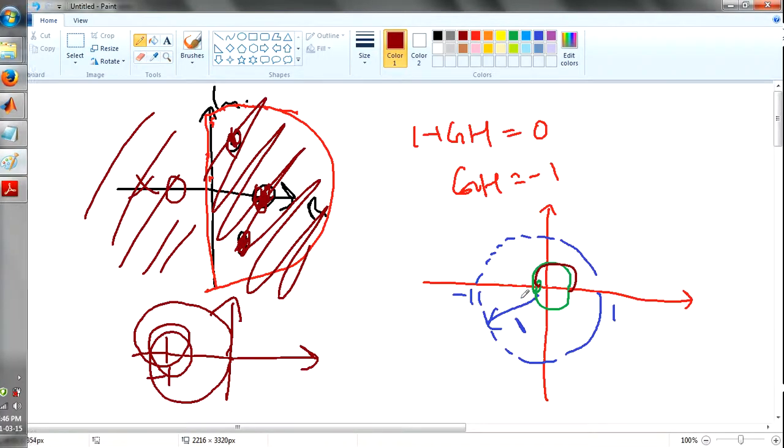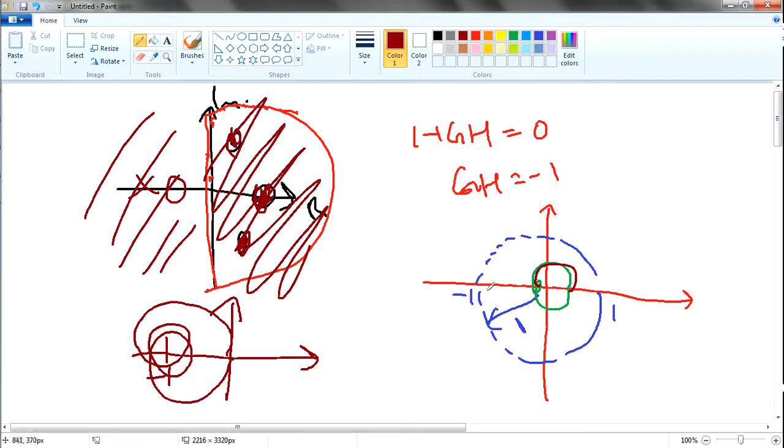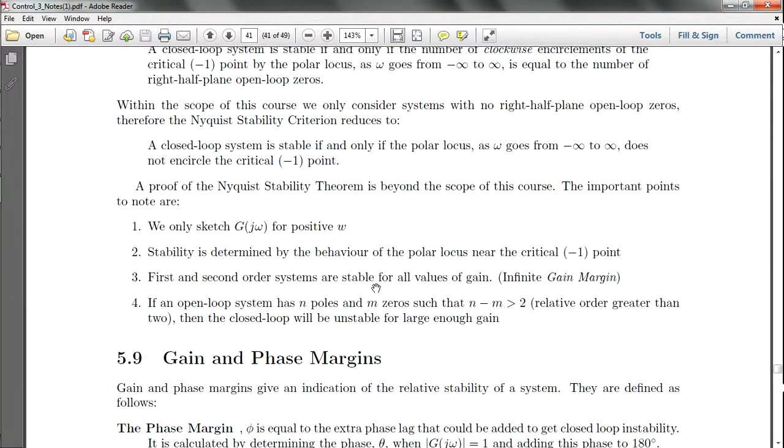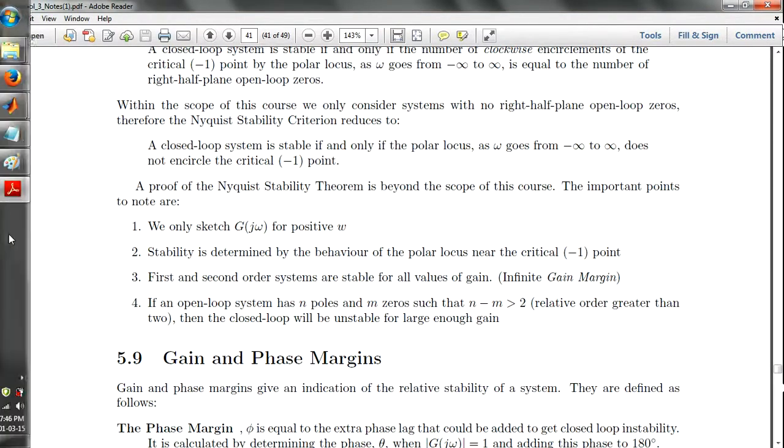What this means is that if your locus is far away from the negative 1, you are safe. If, let's say, this point and this point, which is safer? This is actually safer compared to here. Although this is also within the 1 radius, this is much more dangerous than this point over here. So this is what it is trying to convey. And then the third point: the first and second order systems are always stable for all values of gain.